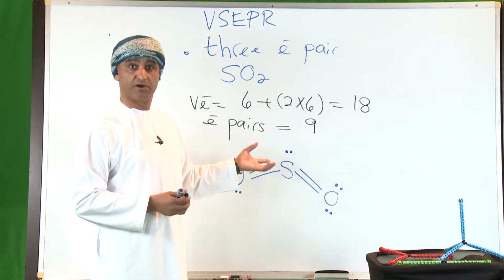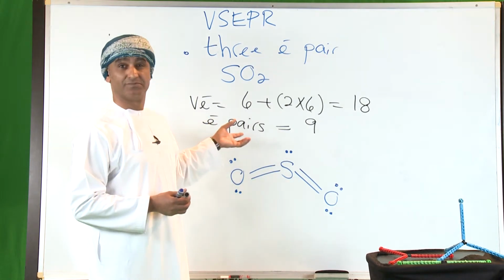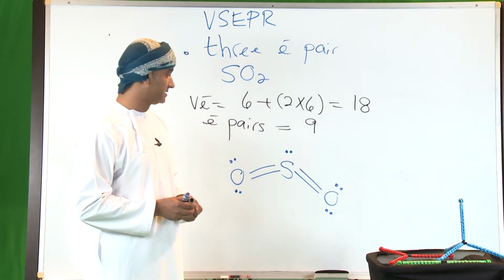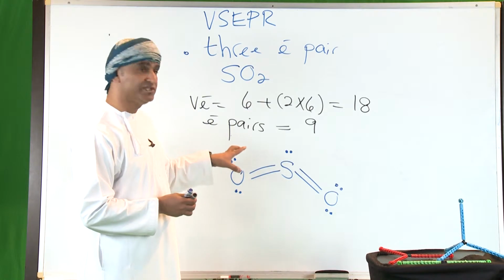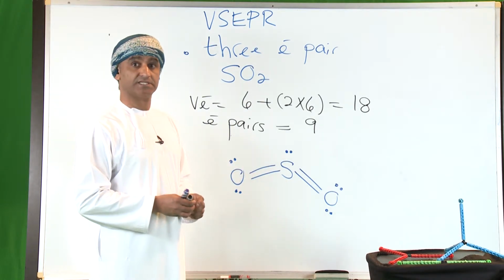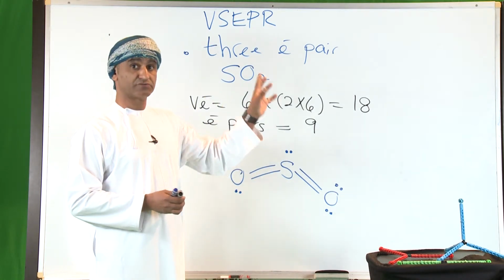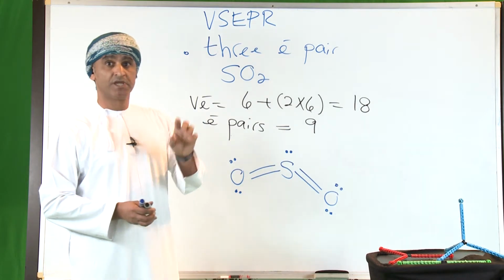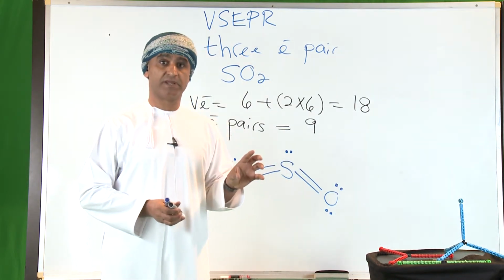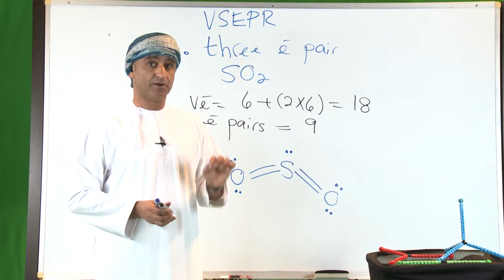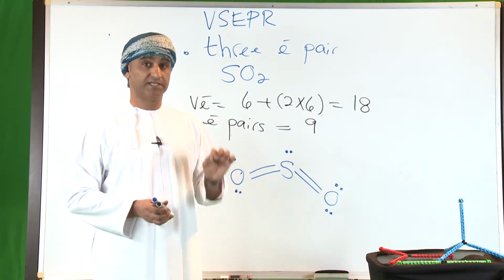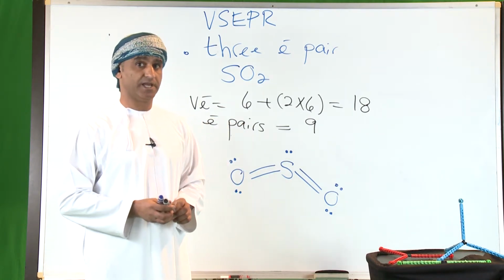So therefore, there is a lone pair in this case. Not all electron pairs are bonding. One of them is a lone pair. The arrangement of electron pairs is still trigonal planar. The overall arrangement of electron pairs, or the orbital shape, is trigonal planar, but the molecular shape isn't trigonal planar, as you will see.